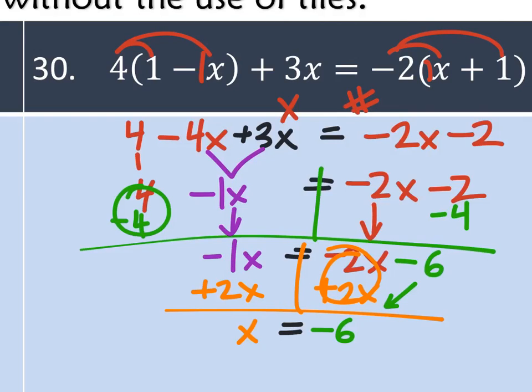And on the right side, negative 2 parentheses, x, but it's negative 6 now, plus 1. Close parentheses equals 10. So I see that it gives me a true statement when I replace x with negative 6. Therefore, it is the solution.